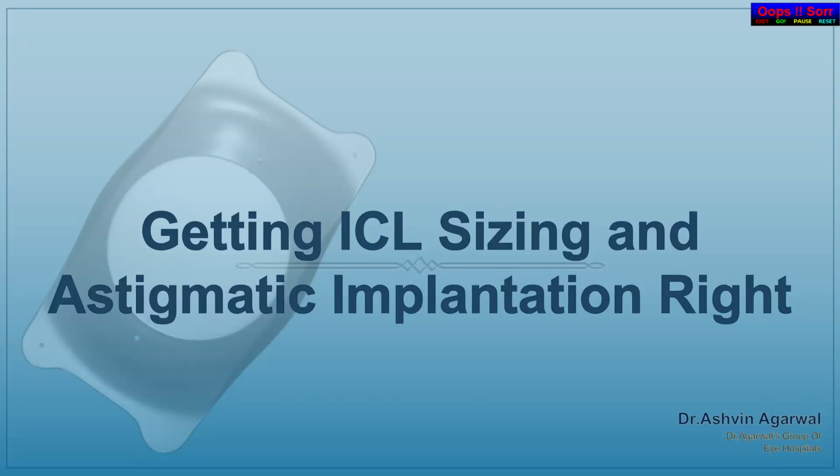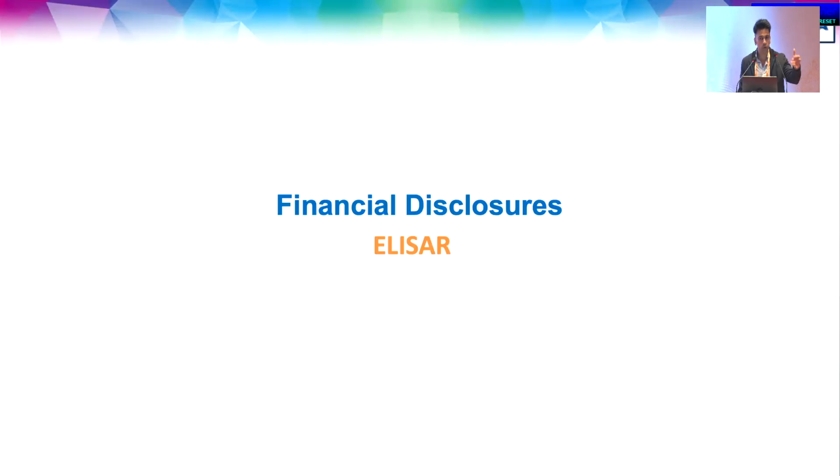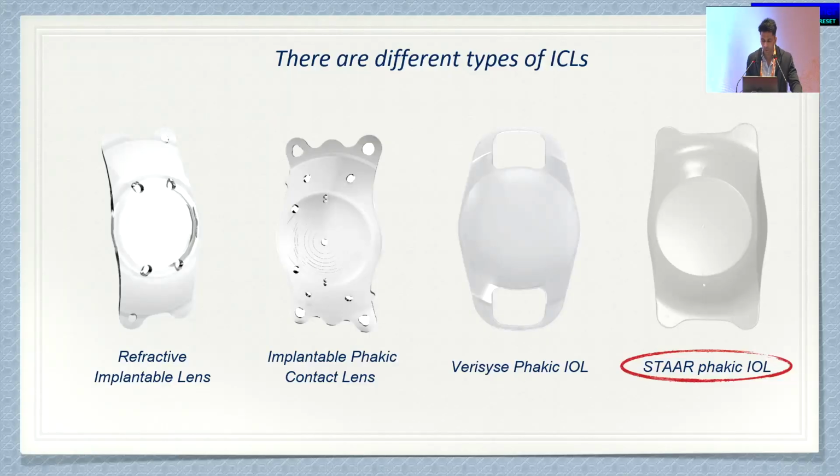So getting ICL sizing right in refractive surgery is extremely important because these are made with particular sizes. What I mean by that is they are sized for each eye in a particular way, and how we get this sizing right for each case is what this talk is all about. But more importantly, it's also going to teach you some basics about phakic IOL in case you've not dealt with it before. I do have financial interest with LSR, but none of it pertains to the talk today.